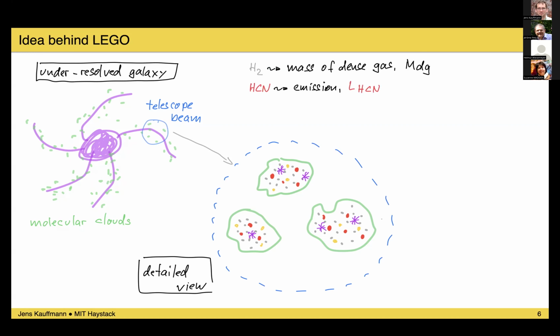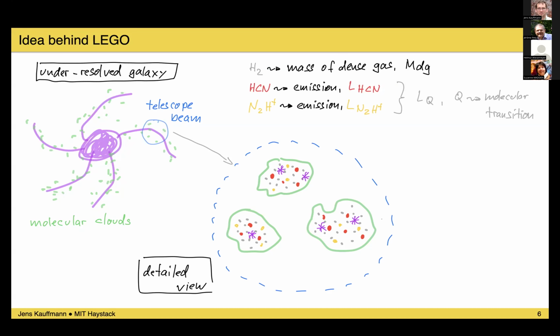And then we have other molecules sprinkled in like HCN. HCN is a really nice molecule because it's so bright. And so we often try to study its luminosity in nearby galaxies. And we have other species like N2H+ that are also detectable, but not so easily detectable in nearby galaxies. And we also measure their luminosities.